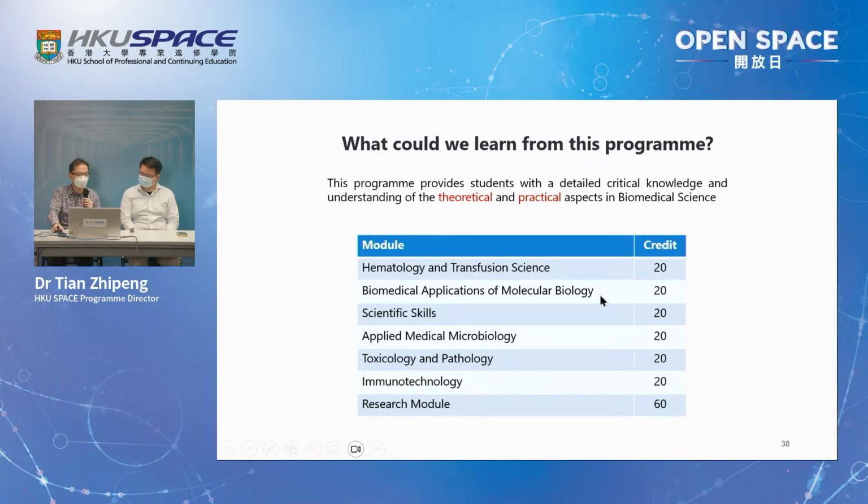And then we also have molecular biology, which is quite widely used nowadays in diagnosis, as well as scientific skills. Basically, scientific skills prepare students for the final year project. There are skills on how to plan and prepare for a research project, and some basic skills like statistics and using software to analyze data. Those will be covered in the scientific skills module. And finally, there is a huge research module, which is normally double the size of a normal study period, and carries 60 credits.